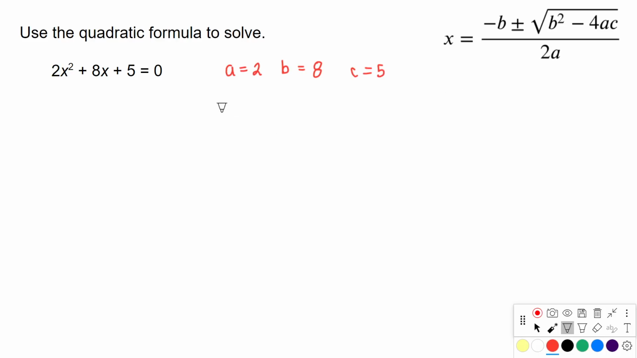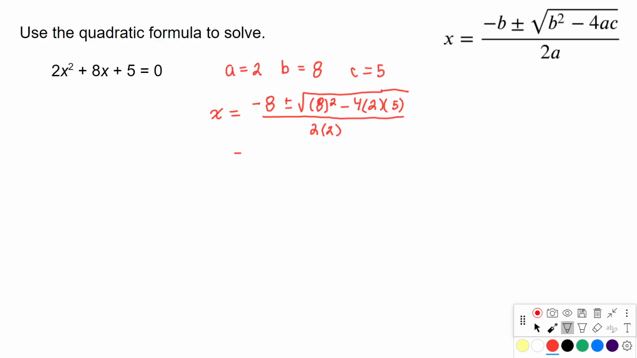So using my formula, I'm going to be working with the opposite of b, so the opposite of 8 is negative 8, plus or minus the square root of 8 squared minus 4 times 2 times 5. A is 2, C is 5. All of that is divided by 2 times A, or 2 times 2.